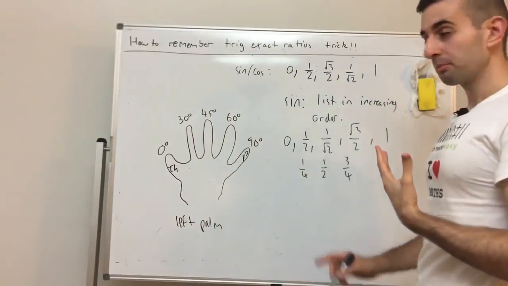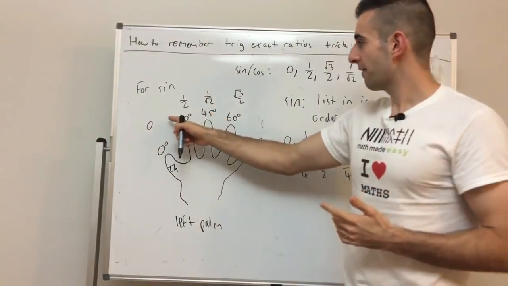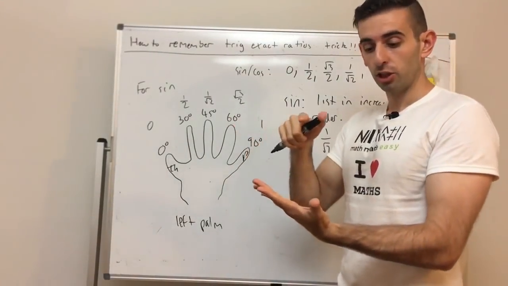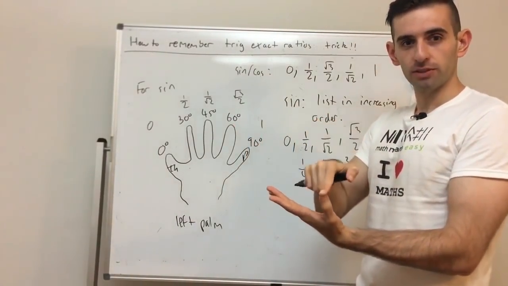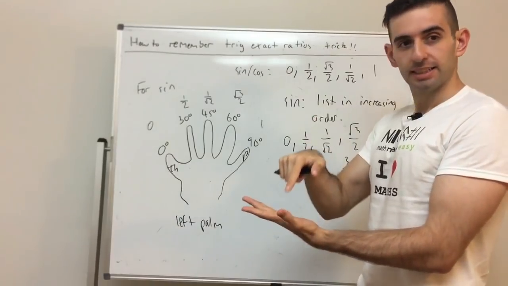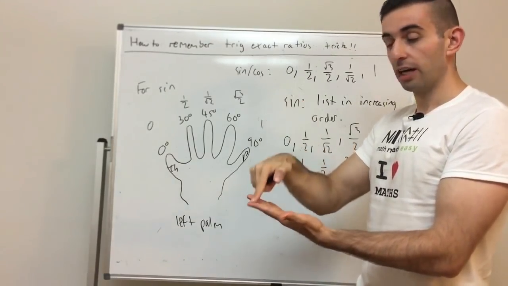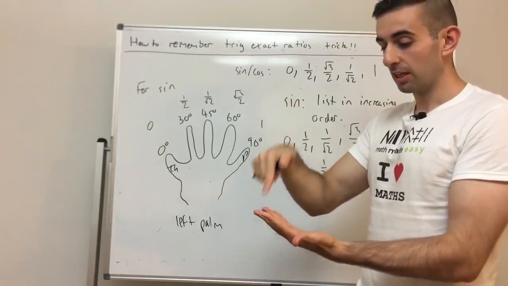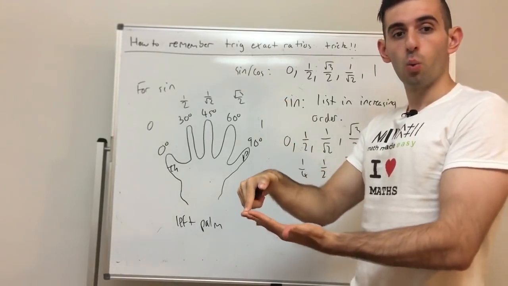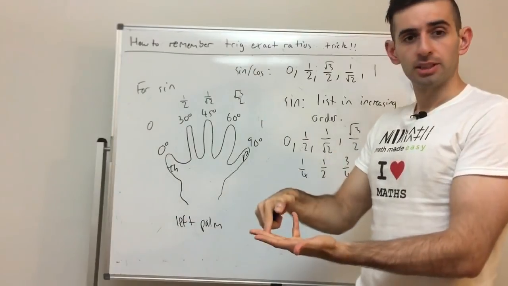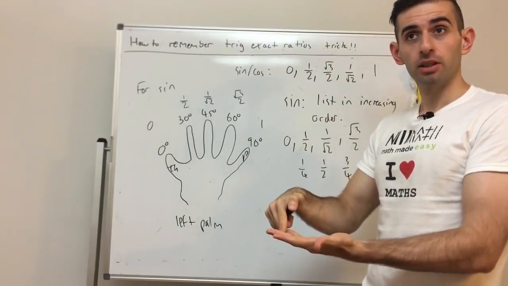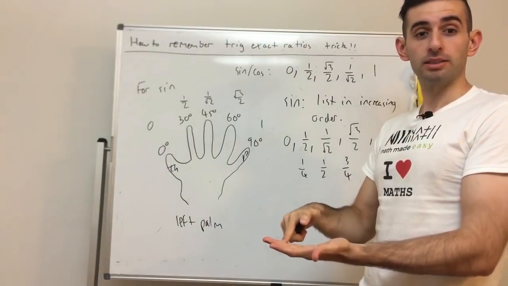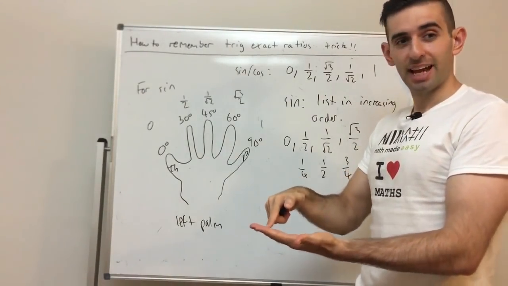So what that means is we have these values right here with our left hand in increasing order. 0 degrees is 0 for sine, so sine of 0 is 0. Then sine of 30, what's the next value? A half. Then sine 45, what's the value after that? 1 on root 2. Sine 60, what's the value after 1 on root 2? That's root 3 on 2. And sine 90, what's the highest value? 1. So with this trick, you can just count on your hand.